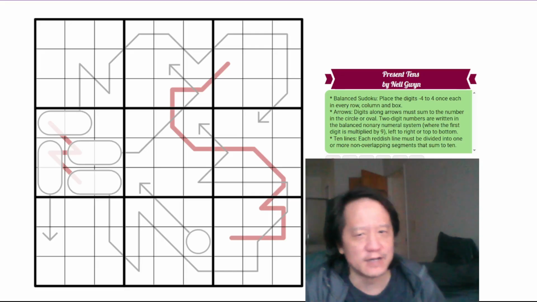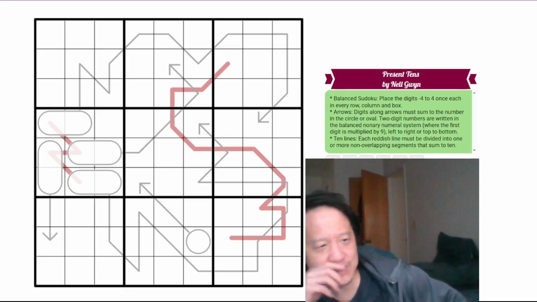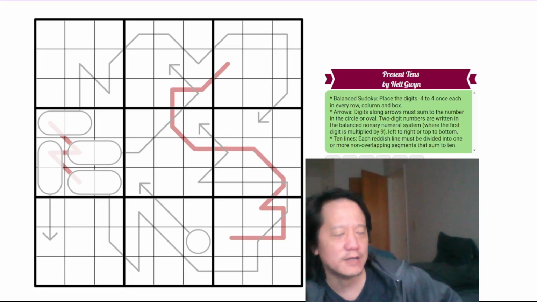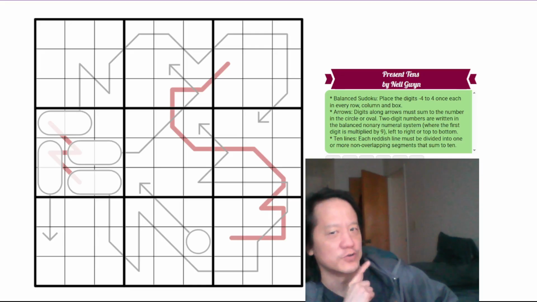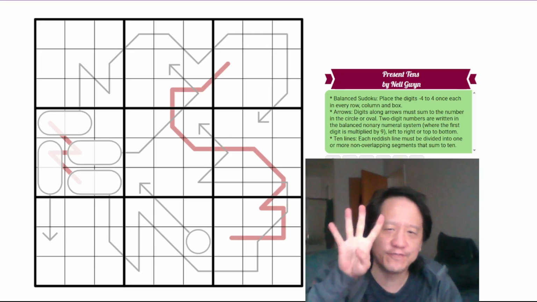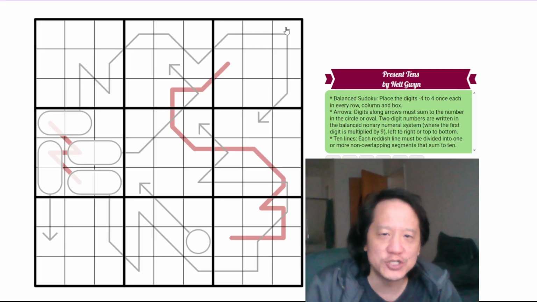This is a lot of, well, okay. I guess this is one type that I've never done before, which is balanced Sudoku, where we need to place the digits -4 to 4 once each in every row, column, and box. How do we designate a -4? Hold on, I'm gonna take a.